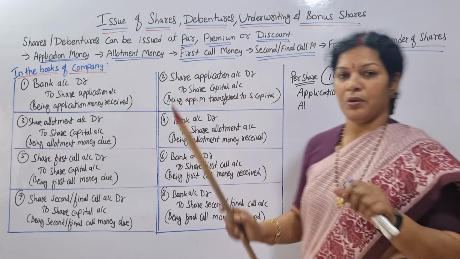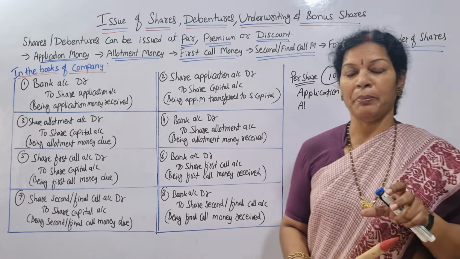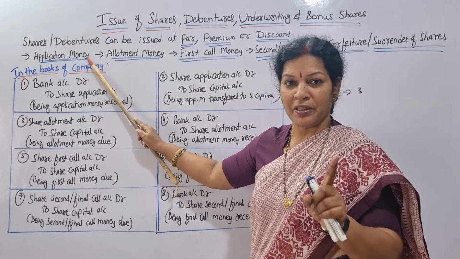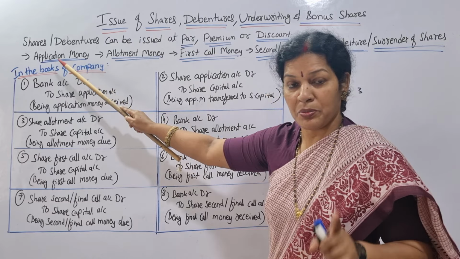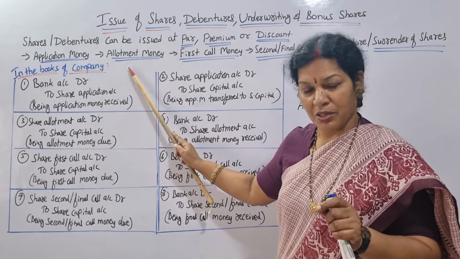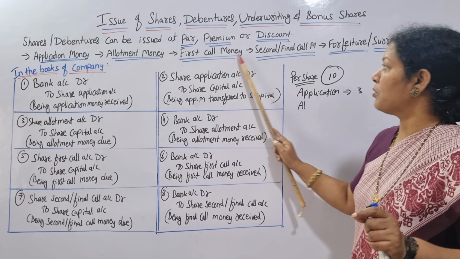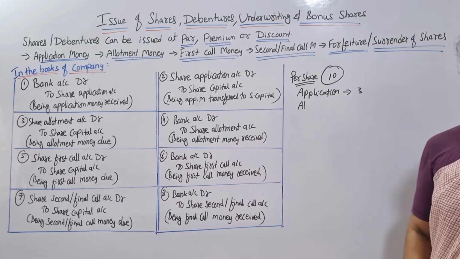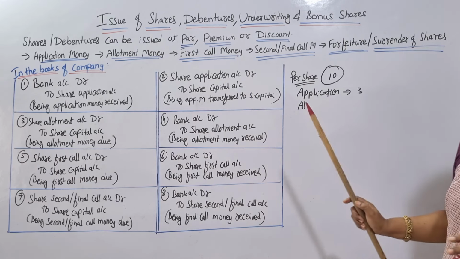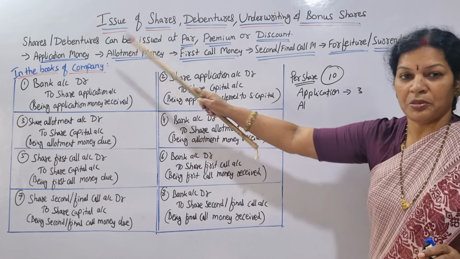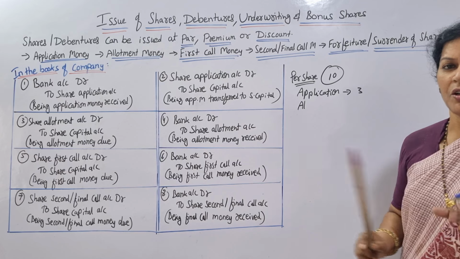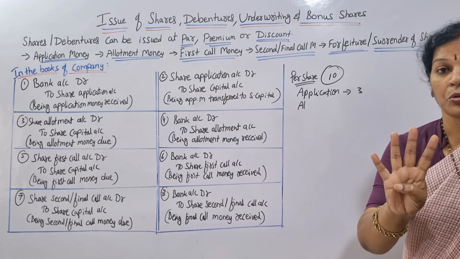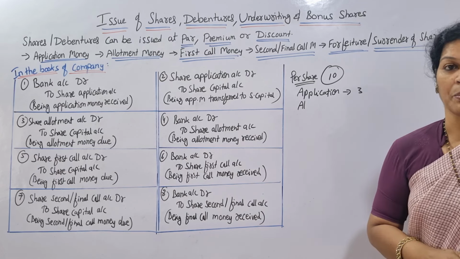Now, how are they going to make the payment? First one is application money. Second one is allotment, then first call money, and second or final call money. Now we are going to discuss these points: application money, allotment, first call, second or final call. In four stages, the shareholder has to pay the share amount.